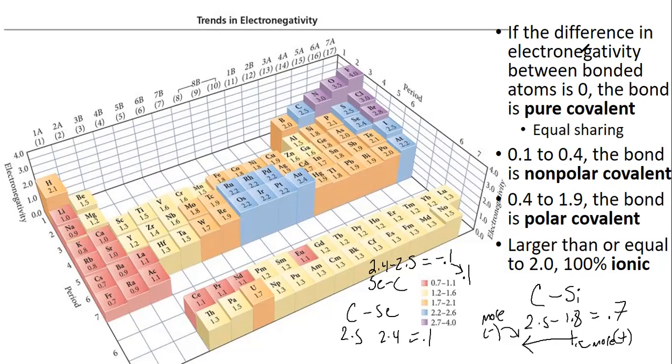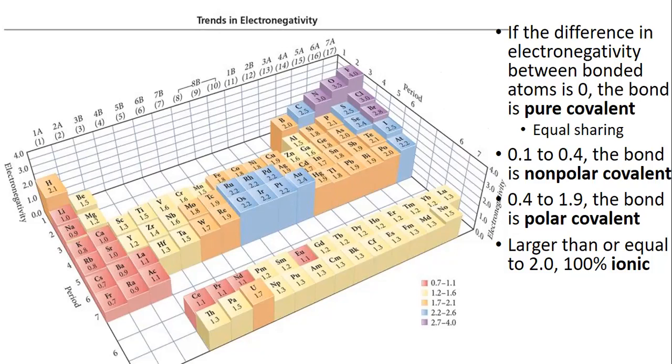So if you look at any of the metals and nonmetals, like sodium and chlorine, sodium is 0.9, chlorine is 3.0. That's a score of 2.1. That's an ionic bond. That's an uneven sharing of these electrons.